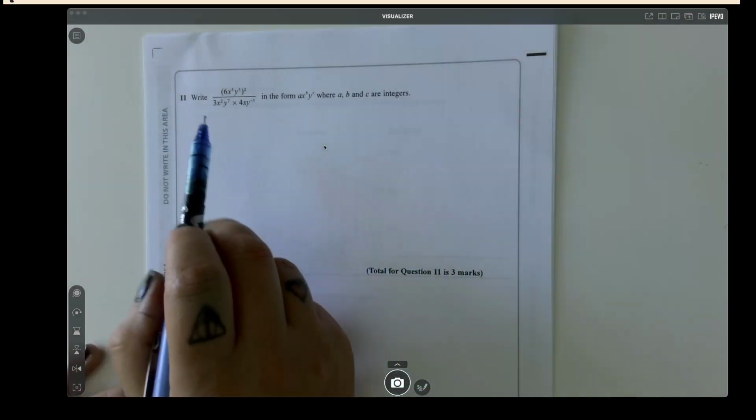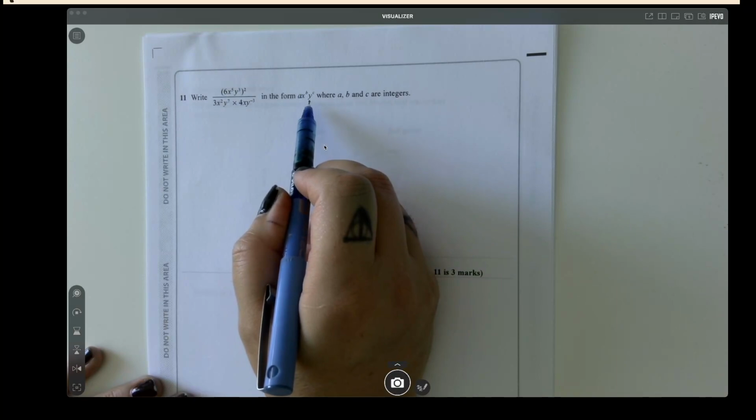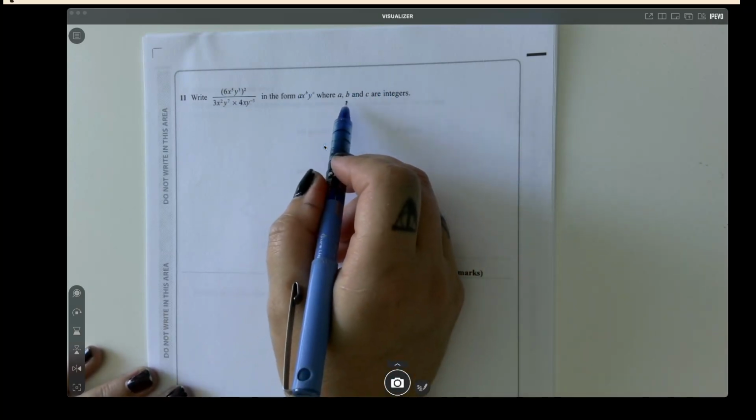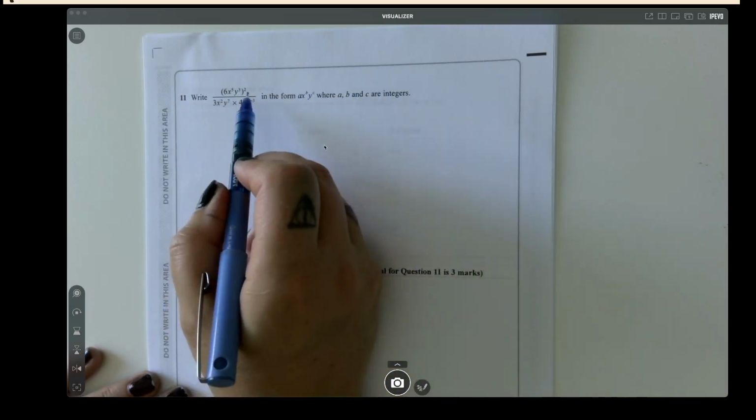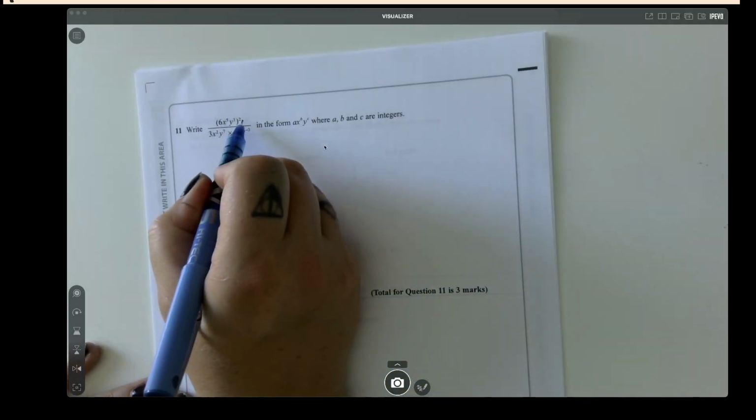Question 11. Write this expression in the form ax to the power of b, y to the power of c, where a, b and c are integers. So we're going to use our laws of indices to simplify this further. So I'm going to start with the numerator.